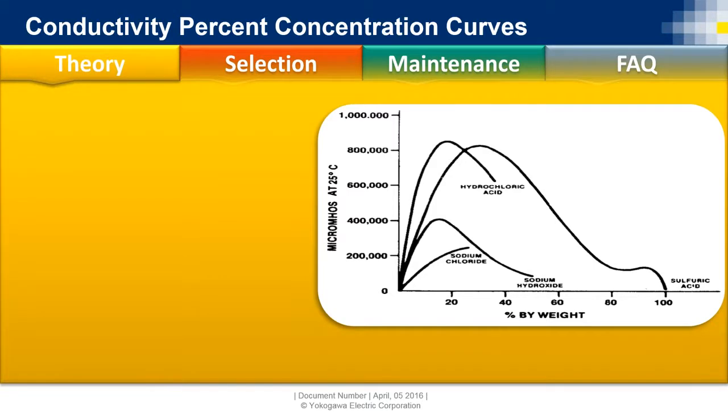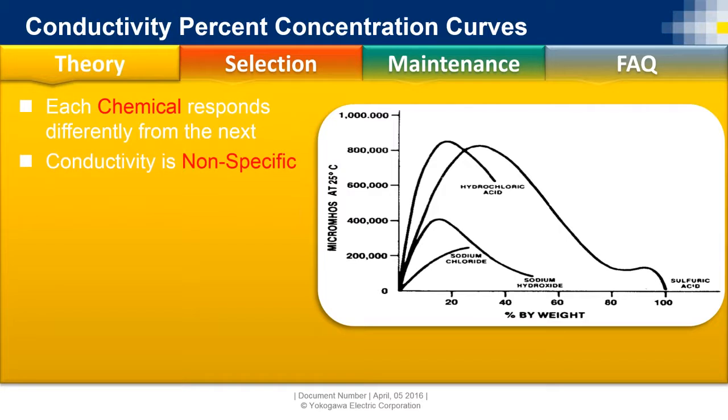There are 3 key things that we have to look at when we look at conductivity as a whole and percent concentrations in particular. Each chemical responds differently and has a different conductivity concentration curve than the next. So they may be similar, but they peak at different points. Again, it's non-specific. If you've got a mixture of solutions, I can't tell you what one is over the other when we use conductivity as percent concentration in the analyzer.